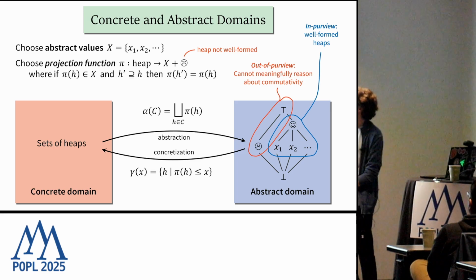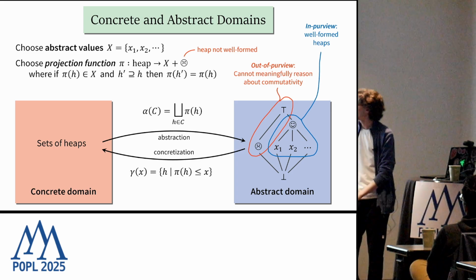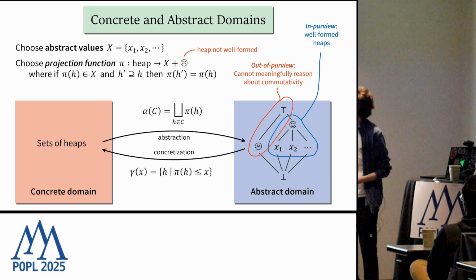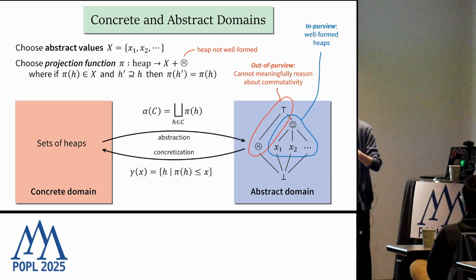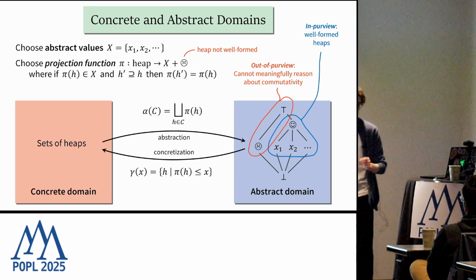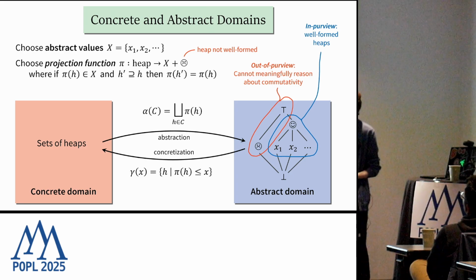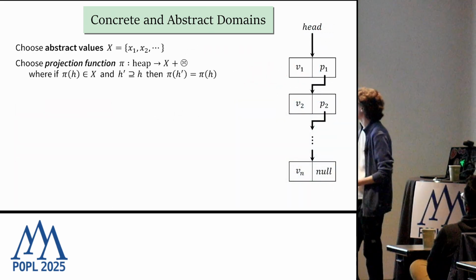And then just one more detail, we add an extra requirement to our projection function called a locality constraint, which says that if we have some heap which is in the purview of our abstraction, then any larger heap should map to the same abstract value as the original. So let's look at an example again of how this all shakes out with our stack.